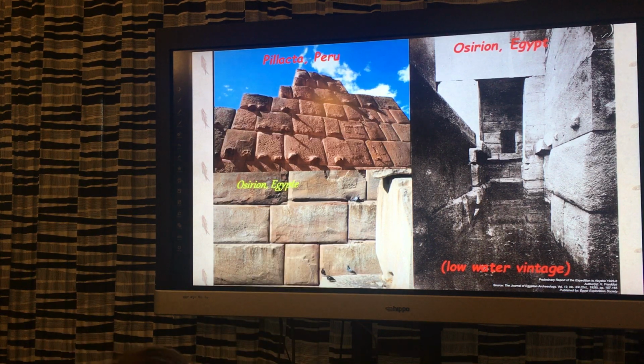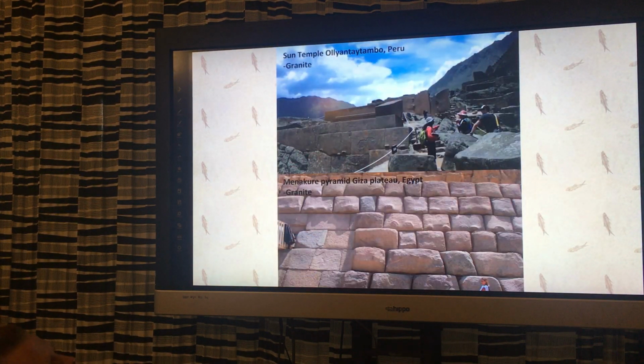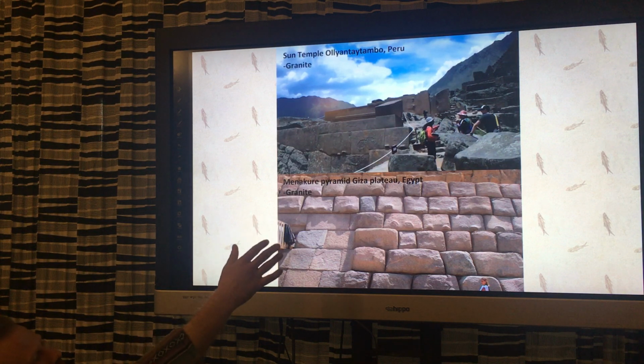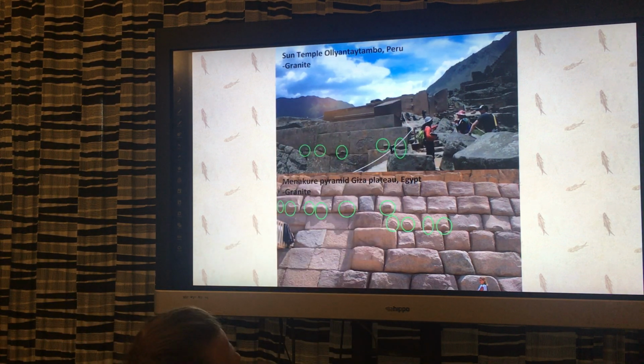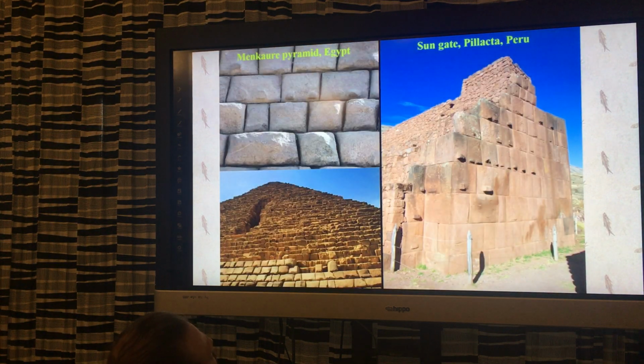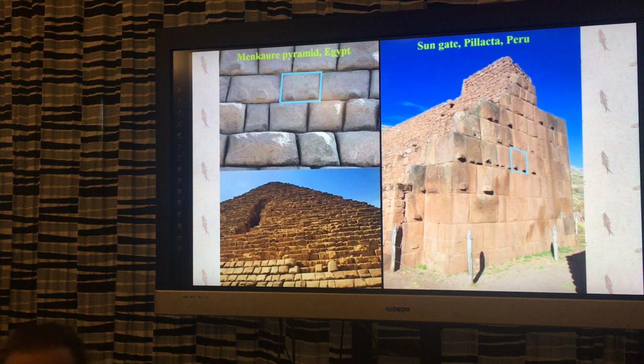Pilacta is a place in Peru, and it has the same scoop method thing and also the knobs. This is a Sun Temple, and I just wanted to show there are also knobs on it. This is also a granite wall. This is, I think, the same stone, the same shape, same knobs.